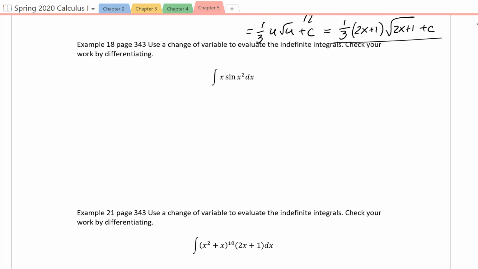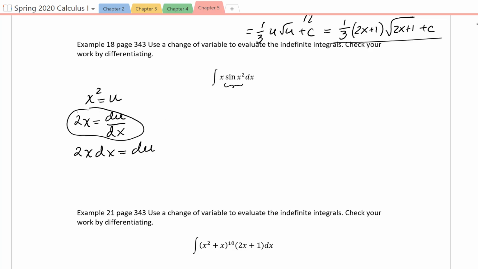Okay, another one. Let's look at the problem that we have here: integral of x sine of x squared dx. Which one is the ugly duck, basically? Which one is inconvenient there? Well, it's sine of x squared. So we set x squared equal to u. Now if we differentiate both sides with respect to x, we get 2x equals du dx. If we do the cross multiplying, 2x dx equals du. You can skip this step, but I just wanted you to see what's going on there. So dx equals du over 2x.